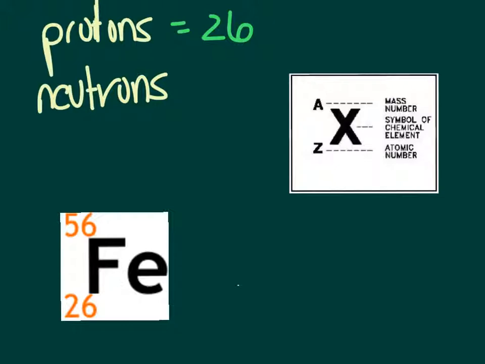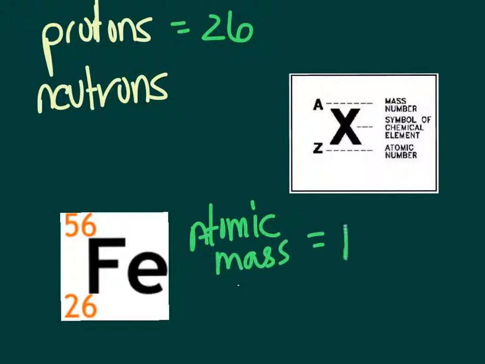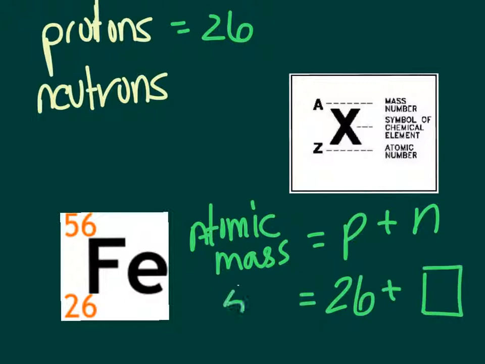Now we want to find the number of neutrons. Remember, the atomic mass equals protons plus neutrons. If we know that it has 26 protons and we want to find neutrons, all we have to do is the simple math. So 56 equals 26 plus what number? We're just going to do 56, subtract 26 from both sides, and we're going to get 30 as our number of neutrons.